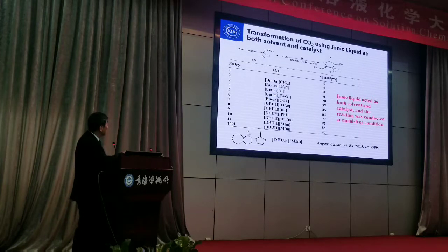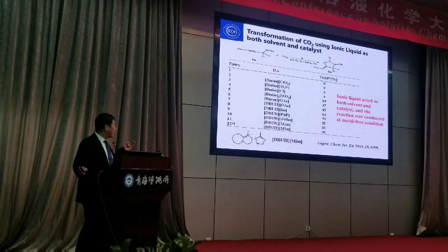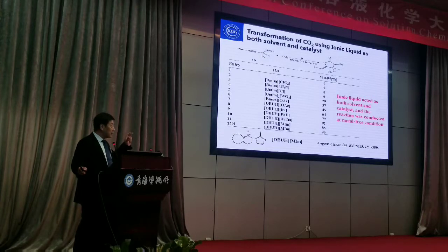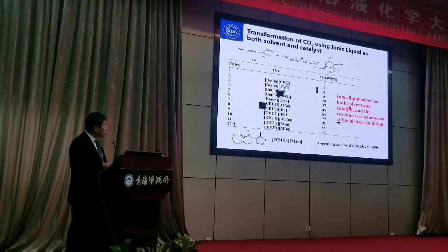Actually, people have done this reaction for many years, but they use metal catalysts. But using ionic liquid, because ionic liquids have hydrogen bonding interaction and, more important, they have electrostatic interaction here, we can use ionic liquid as both solvent and catalyst, and the reaction can be conducted at solvent-free condition.